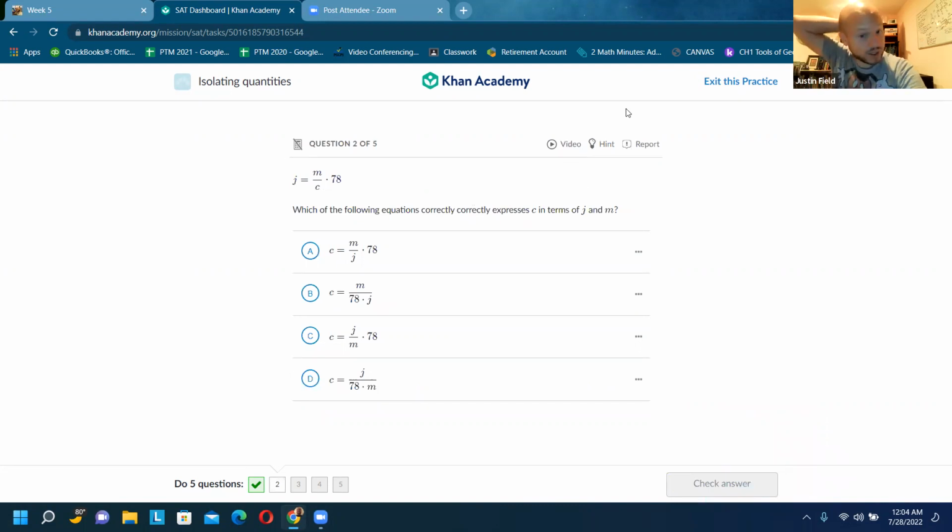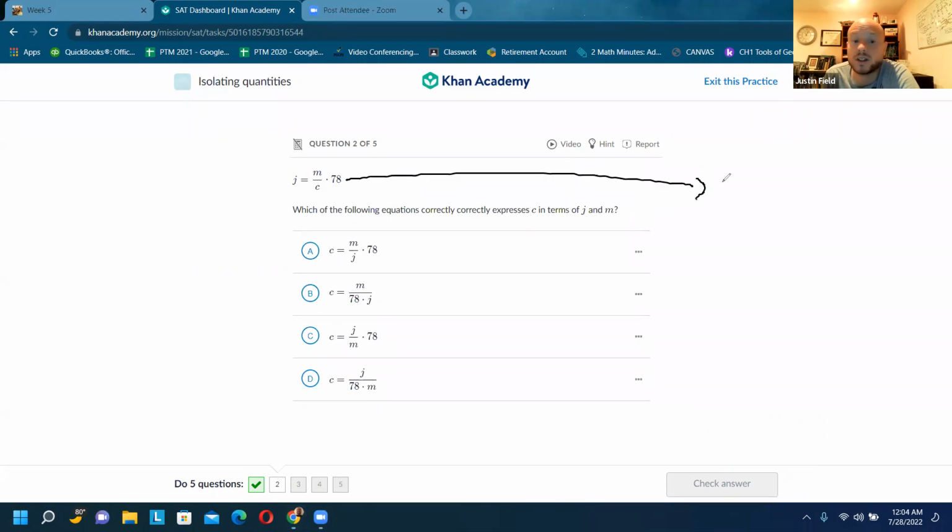J equals m over c times 78. And then we want c, we want to solve for c. All right. So let me give you a way to think about it. Let's say it's like this, 78m. You can just put that 78 in the numerator over c. And then we can put the j over 1, because then we'll have a fraction equal to a fraction.